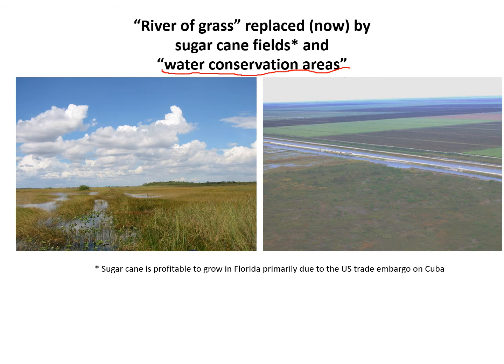But the only reason those agricultural fields are in use today, and the only reason it's profitable, is because of the U.S. trade embargo on Cuba. As soon as that was ramped up, that made growing sugar in Florida profitable, and that's really the only reason they're there. Otherwise, if it was up to free markets, they'd be belly up pretty quick.